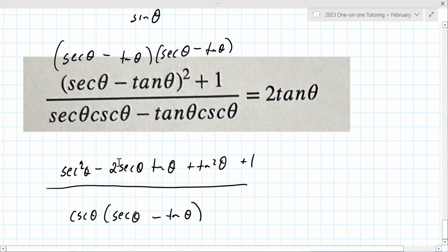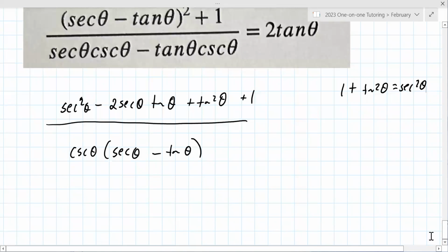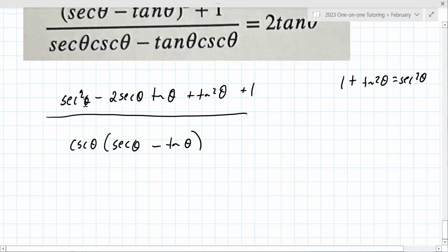Now in the numerator, I'm going to use an identity. So since my answer has tangent in it, I'm really tempted to use 1 plus tangent squared theta equals secant squared theta. So I'm really tempted to use this. Just trying to look ahead here to see if that works out nicely. So there is, but there's also another possibility here.